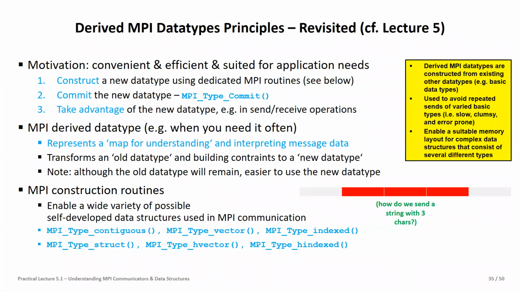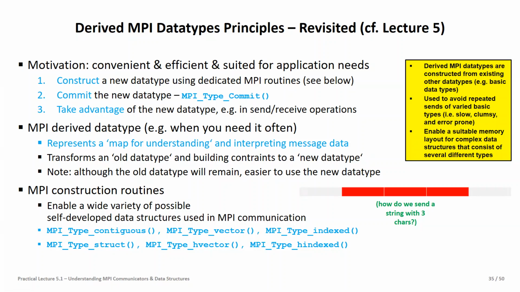For the derived MPI data types, there are some principles. We construct them firstly using a couple of dedicated MPI routines, which I will talk about exactly in my examples. We already talked about them a little bit in lecture 5, which were contiguous, vector and indexed. There are also other ones that I don't really present, like struct and so on. But if you understood the first 3, then probably you can also work with the others.